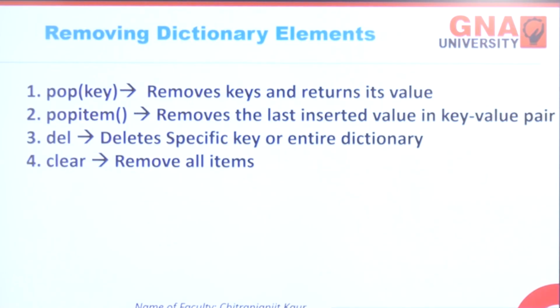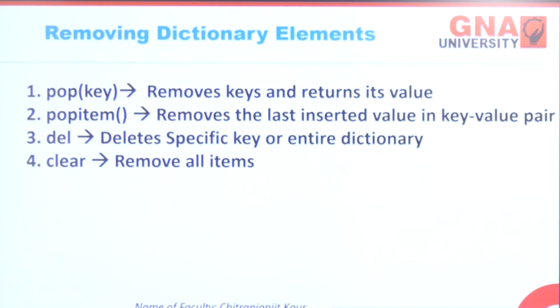So pop removes the key and it returns the value. It raises a key error if the key is missing. Then popitem removes and returns the last inserted value. It removes the last value which we inserted in the dictionary. Then delete dictionary: when we use the del function, it deletes the specific key as well, but it is also used to delete the whole dictionary. If we write del and the name of the dictionary, it will delete the whole dictionary.